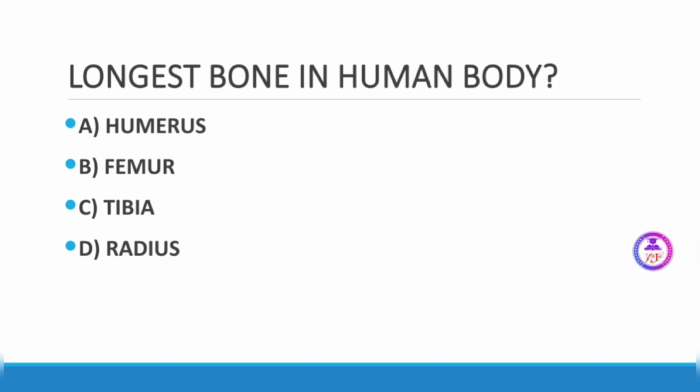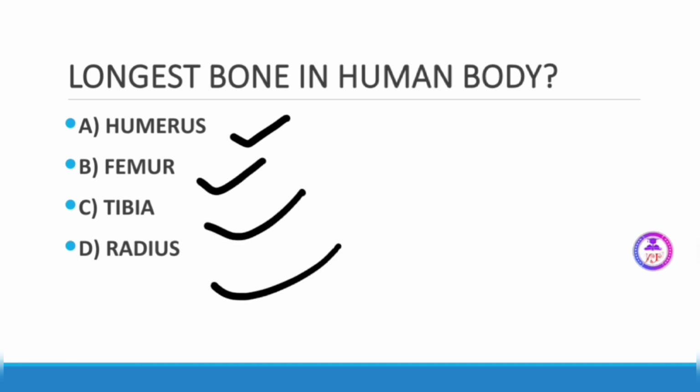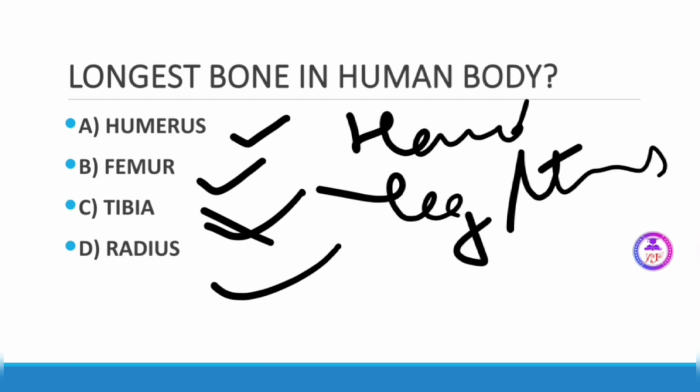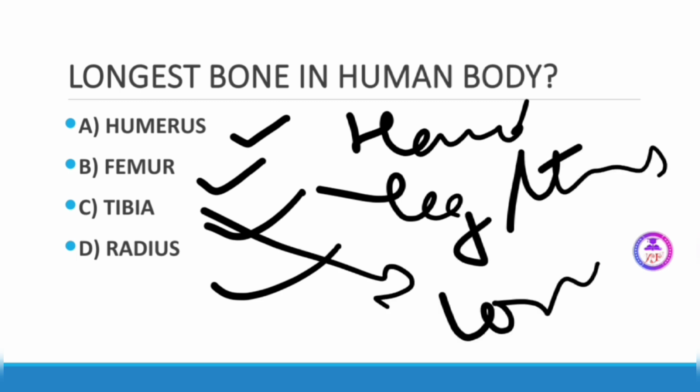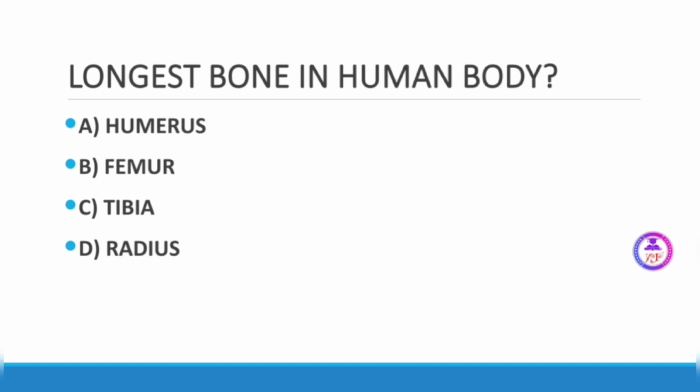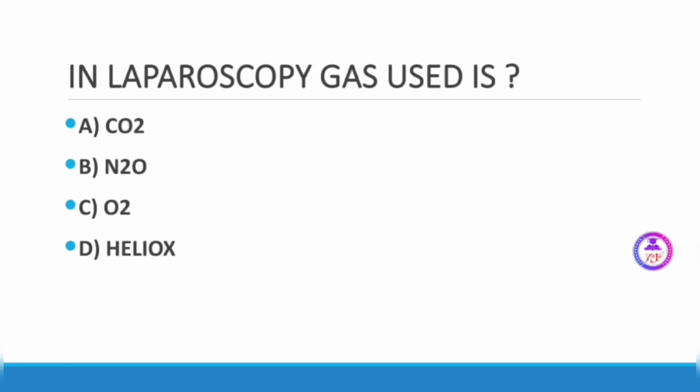The longest bone in human body is humerus, femur, tibia, radius. See, humerus is present in the hand, femur is present in the leg, thigh, tibia is present in the lower leg, and radius is present in the hand. So, answer is femur is the longest bone of the body.